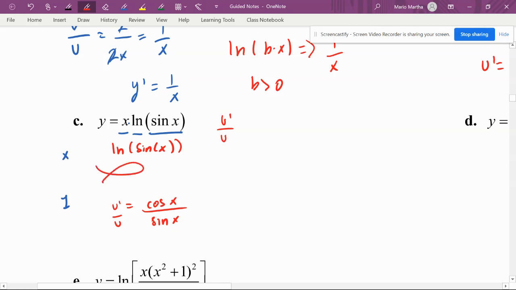Draw your fish, right? And then from here, we can say that y prime equals x times cosine of x over sine of x. The quickest way to write this is just cotangent. Remember, that's cotangent of x, right? Sine over cosine is tangent, cosine over sine is cotangent. So x times cotangent of x, and then plus 1 times the natural log of sine of x.